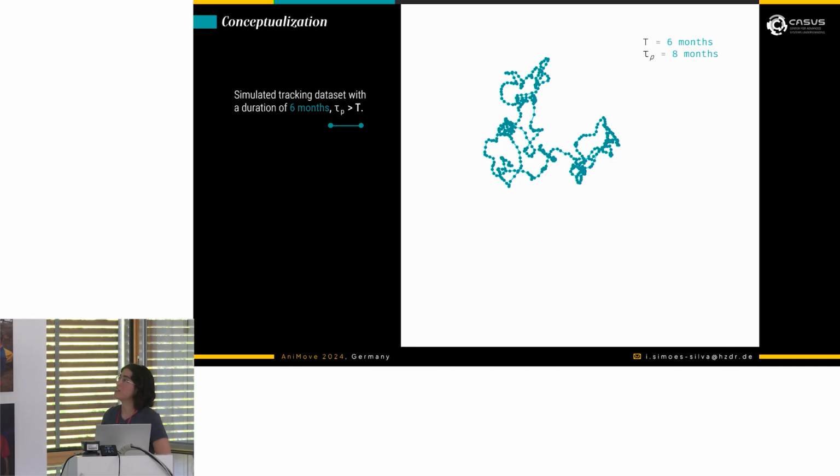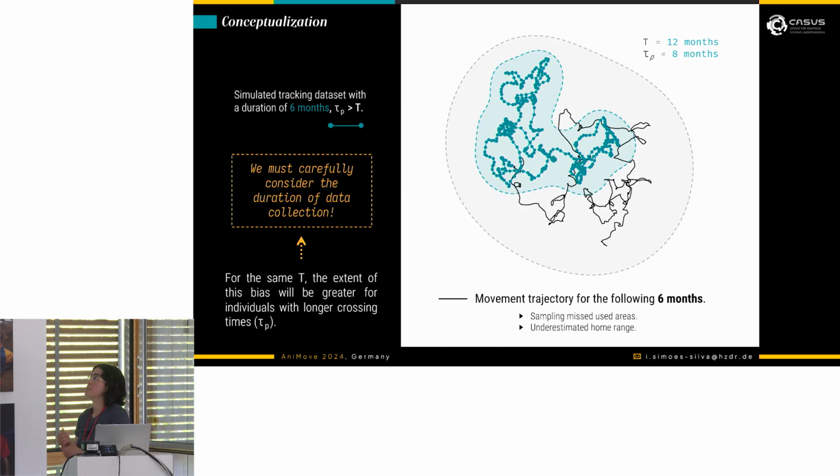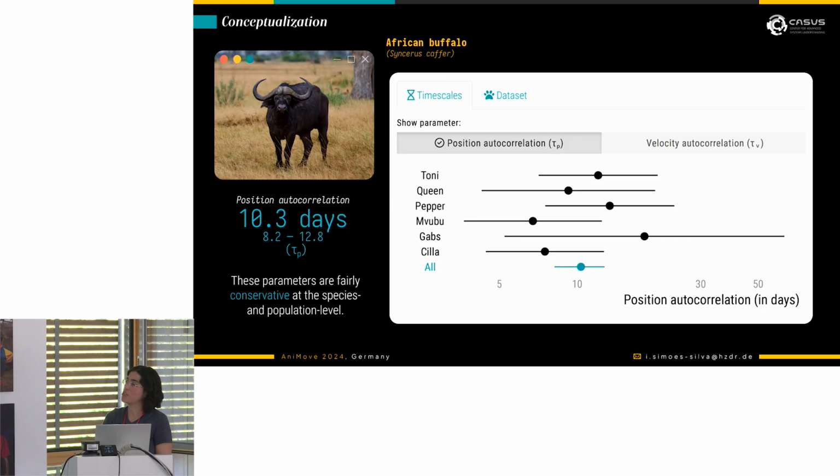So in this other case, if we have a simulated set for 6 months, and we have a position autocorrelation that's 8 months, it's actually larger than the current tracking duration that we have access to. So we know that if we kept collecting the location from the animal, it might not necessarily stay in the same place, and it would go a little bit further. So it's important to consider the sampling duration if we're trying to look specifically at home range.